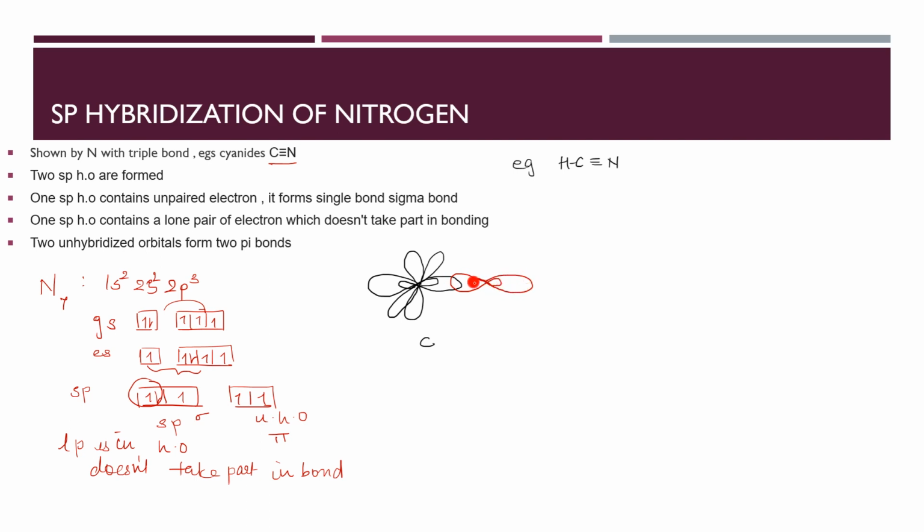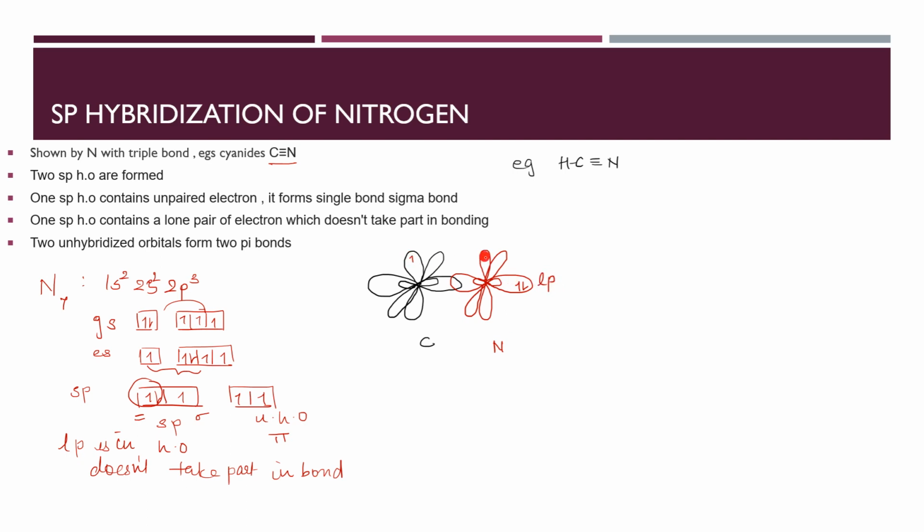Now this is the nitrogen. So nitrogen is also having two sp hybridized orbitals, right? And there are two unhybridized orbitals. So they will be like this. Along the x-axis show hybrid orbitals, along the y and z axis show unhybridized orbitals. This is for nitrogen. Now nitrogen is having a lone pair of electrons. Where is it present? In the hybridized orbital. So this is your lone pair of electrons.